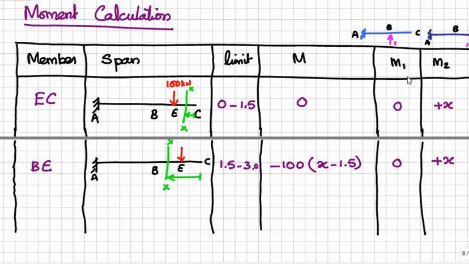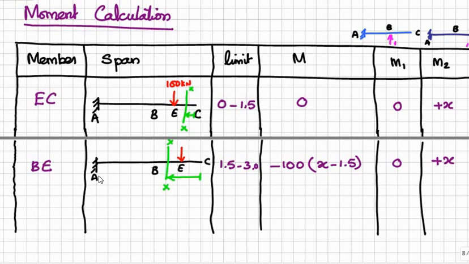And again, small m1 is the moment due to a unit load acting at B point. We don't have any load on the right side, so small m1 is equal to 0 for the BE member. Now apply a unit load at C point and take moments about the x axis, therefore we have plus 1 into x, that is plus x.